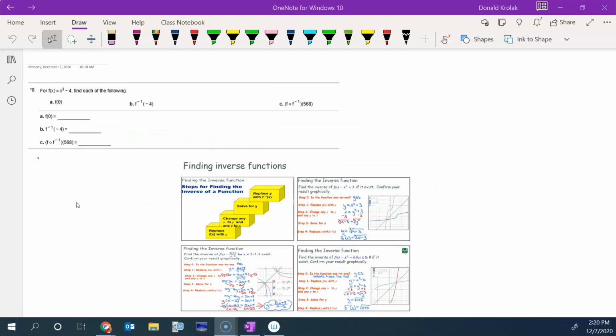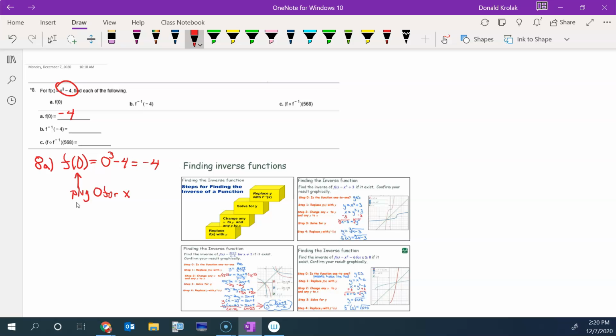All right, 8A is asking us for f of 0. That just means we're going to plug 0 in for x. There's our function f. Now I just replace the x with 0, and I get -4.